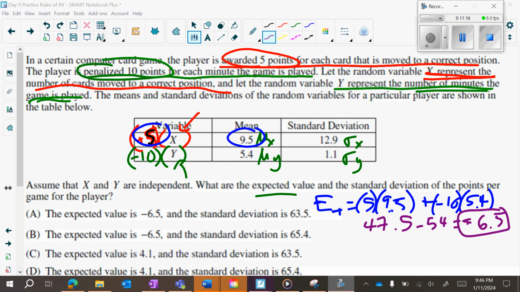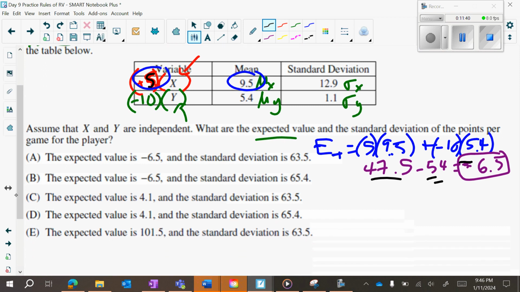So I ended up getting -6.5 because the expected gain of number of points is 47.5, and the expected loss based on the number of minutes you play is -54, or plus -54. So when you combine that, you get -6.5. And so that means overall, you're probably going to lose. Specifically, you're going to lose by an average of 6.5 points. So based on that, you can already eliminate C, D, and E, which is pretty nice, right?